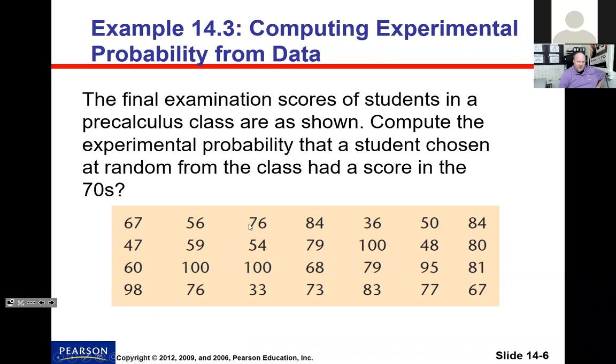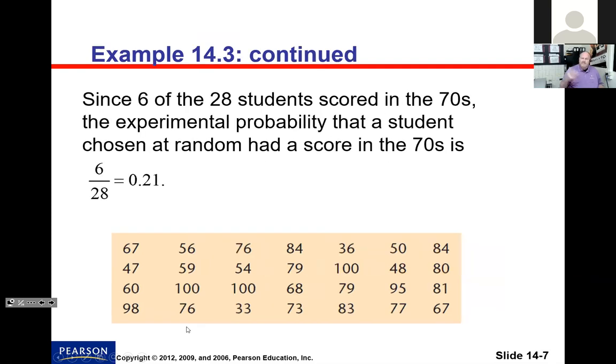Six. So there's one on the top, one on the second, one on the third, and three on the fourth line. So our experimental probability will be 6 out of 24, right? And if you want to change that to a decimal, we did that unit already, right? Divide the numerator by the denominator and you get 0.21. Or if you wanted to switch that to a percent, 21%. That is experimental probability. You actually physically do the probability.